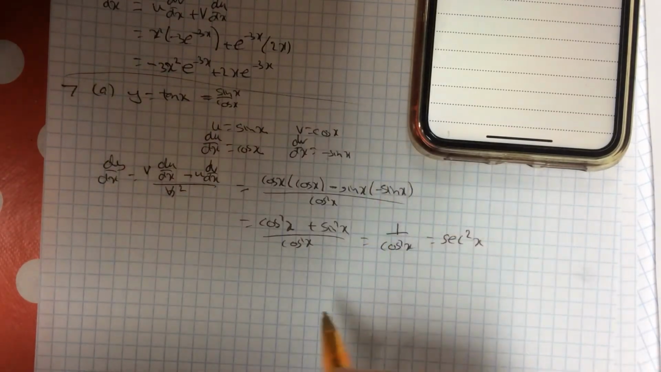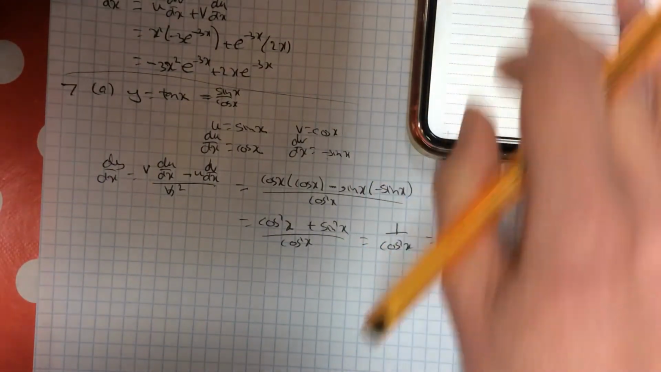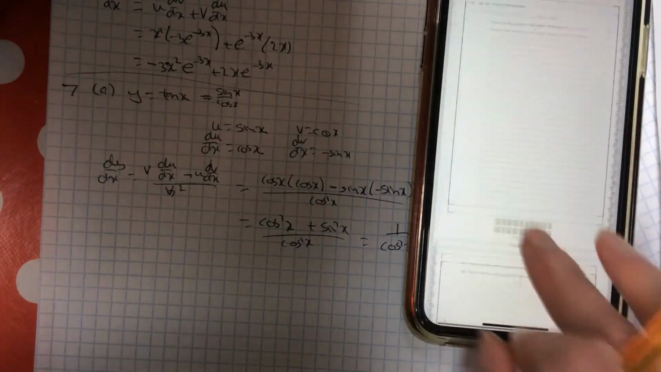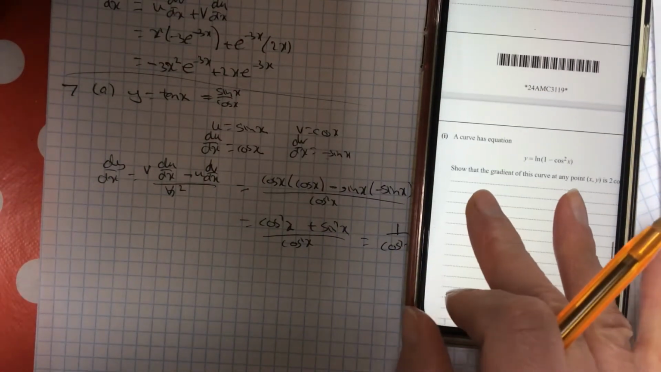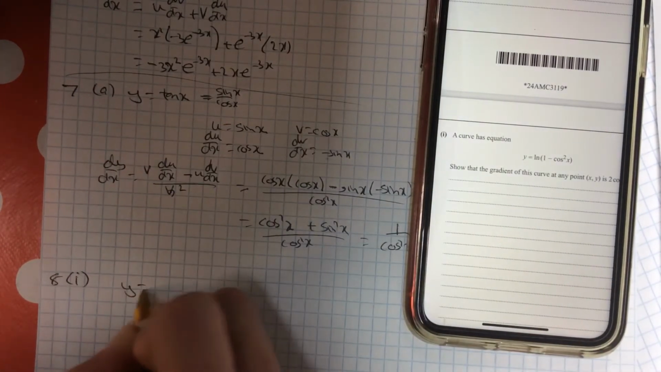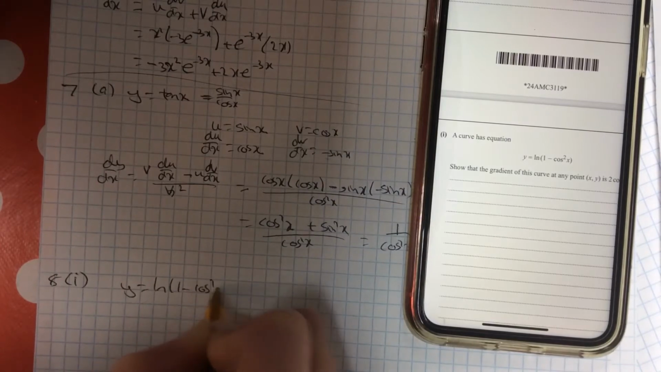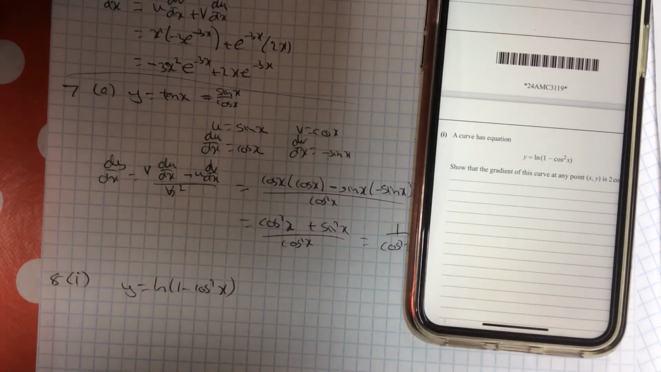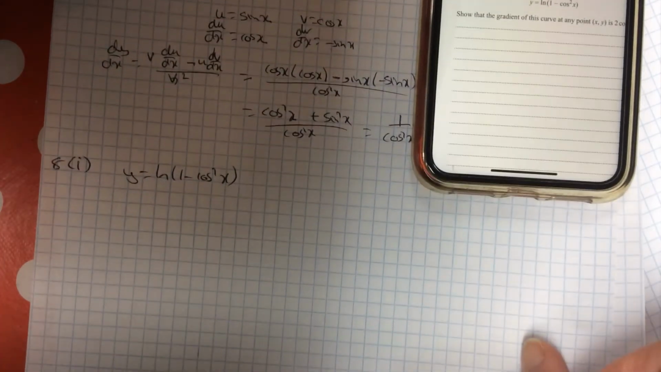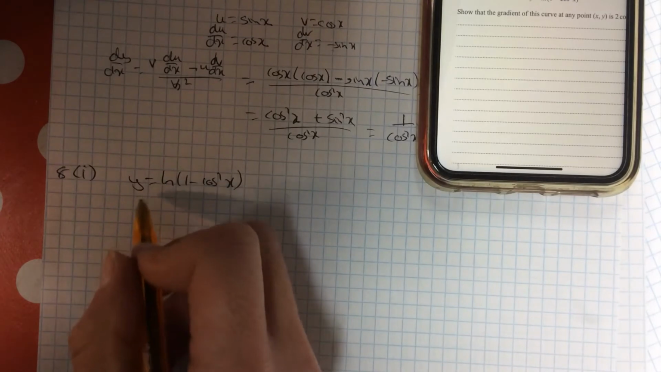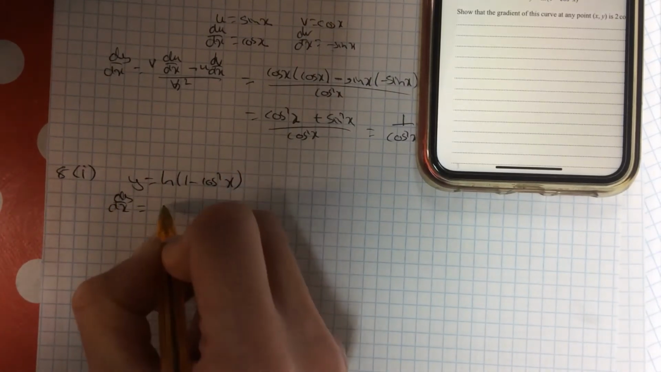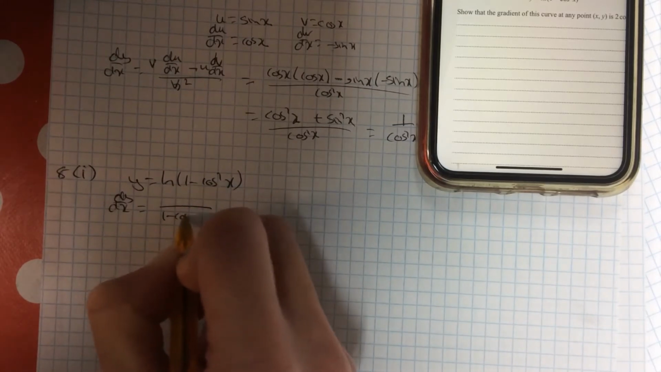And the next one we have to do from this paper is question 8a. I just scroll down to find that. So 8a. You have got this equation, log 1 minus cos 2x, and it is finding the gradient of this. The gradient is when you differentiate the curve. So dy by dx. To differentiate a log, you have the derivative over the function.